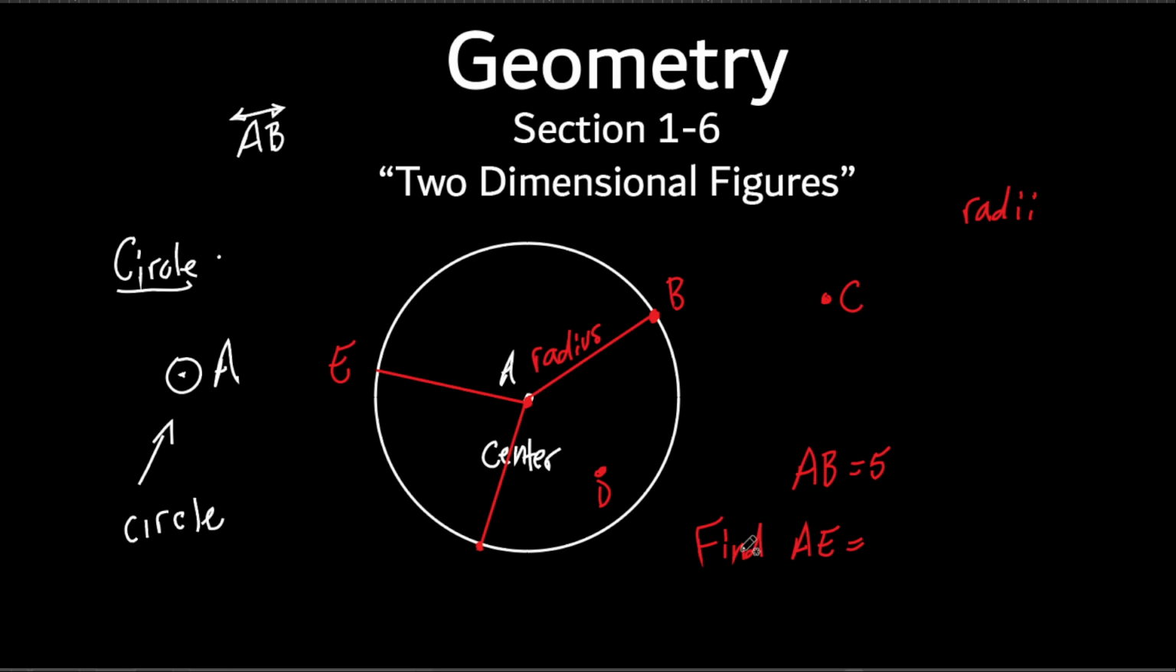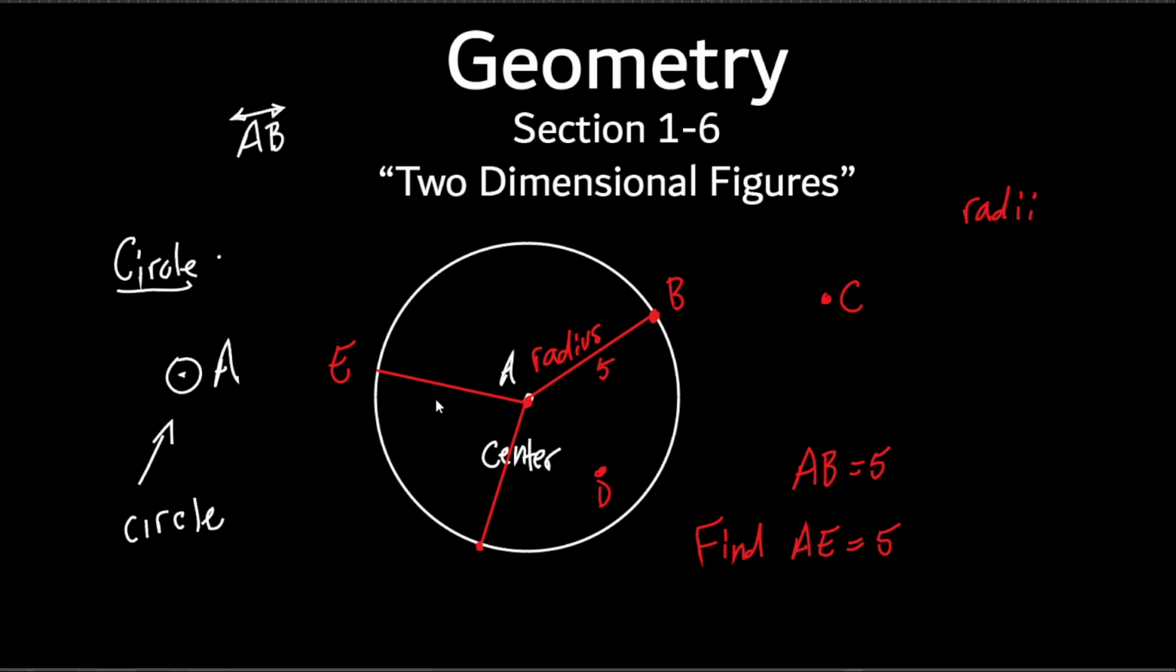All right. So if it says find AE, look, you know AB is 5. Hey, don't lose me. Listen now. So if I told you that the length of AB was 5, then the length of AE is also going to be 5. Let's change this up just a little bit.